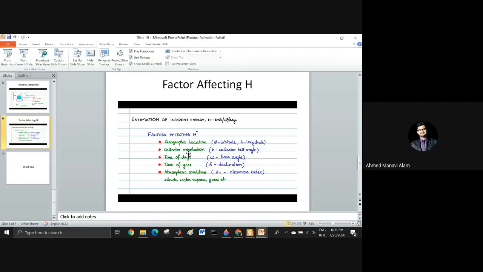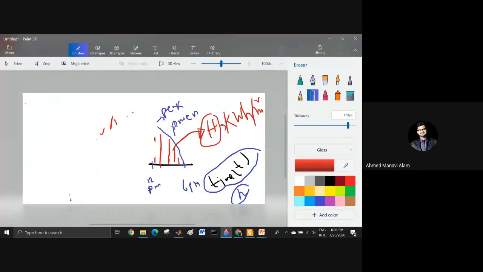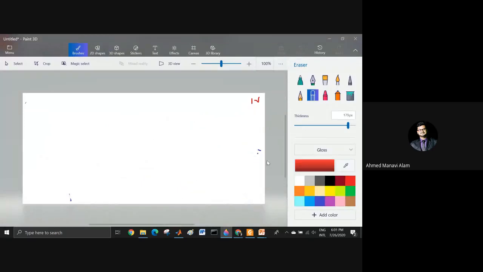Then the collector orientation. Collector orientation is another important thing, that is, how my PV cell is situated on the roof, at how much angle. The sun is not always in a certain direction. As the earth moves, we see the sun sometimes here, sometimes there. So the rays are coming like this from the sun.